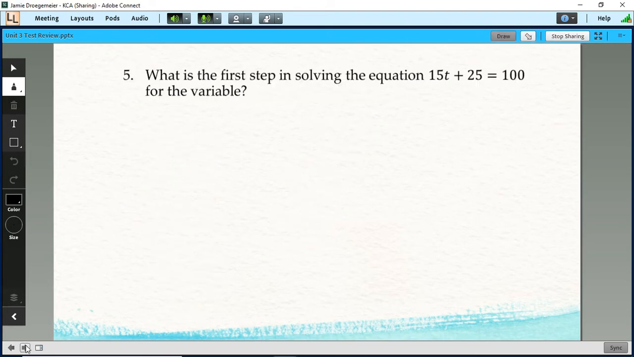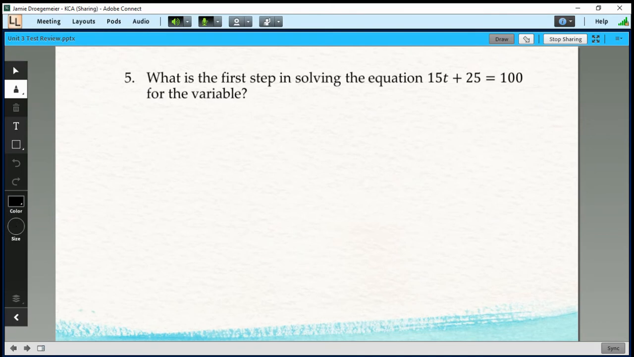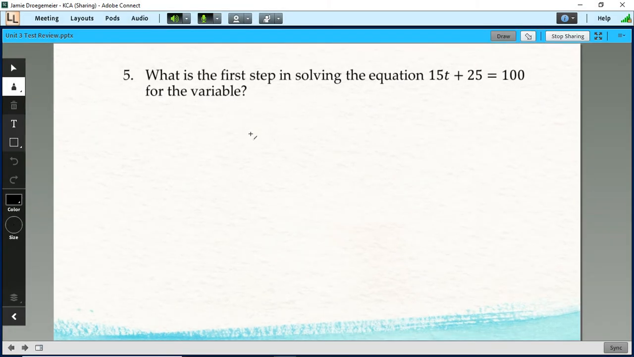All right, next problem. We have this equation 15t plus 25 equals 100. They want to know what would our first step be in solving that equation for the variable t. So we have 15t plus 25 equals 100. We want to isolate that variable t. And so our first step is going to be we have an addition happening here. We also have a multiplication.